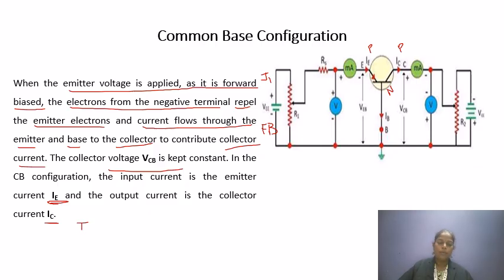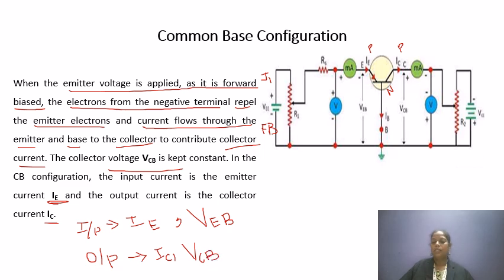Okay, so input is IE with voltage V between the emitter and base. So emitter base is the input. Where are we taking the output? Output is the collector, so it is IC. And the output voltage is between the base and the collector, so collector and base. This is a key point.